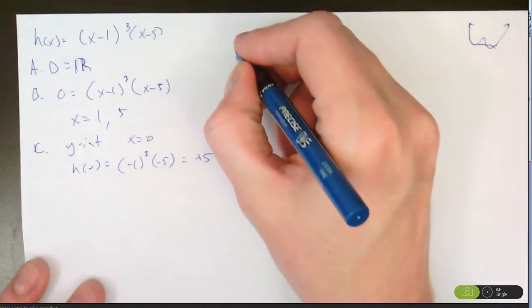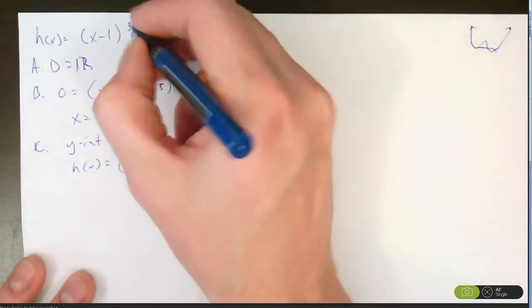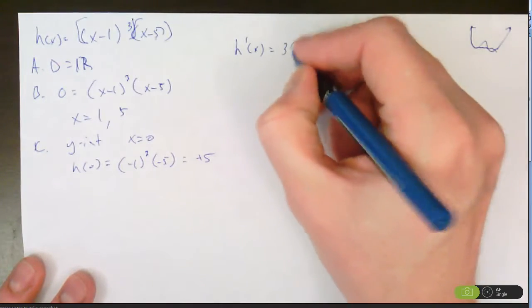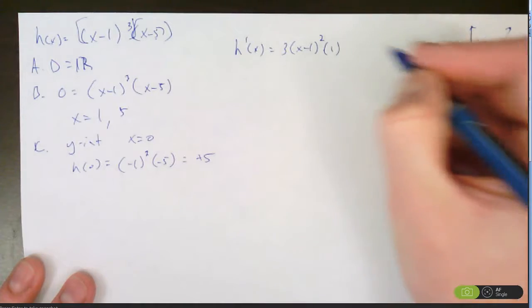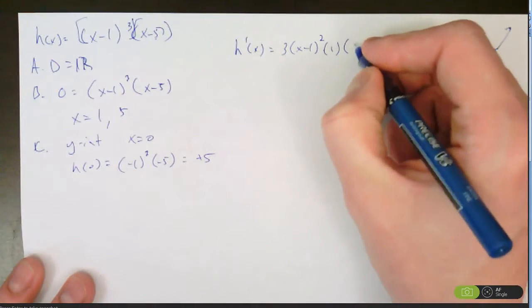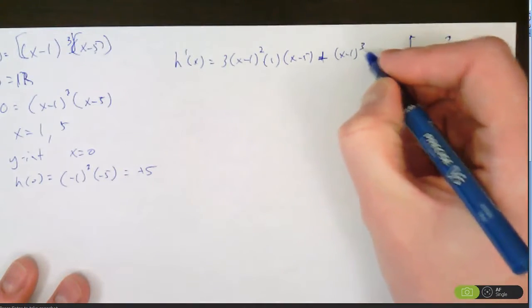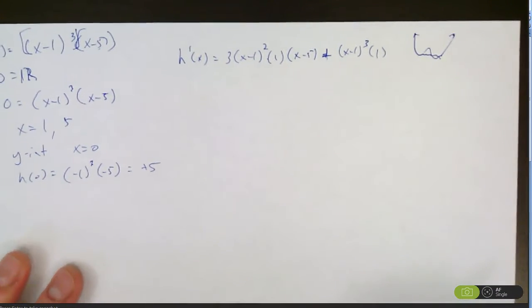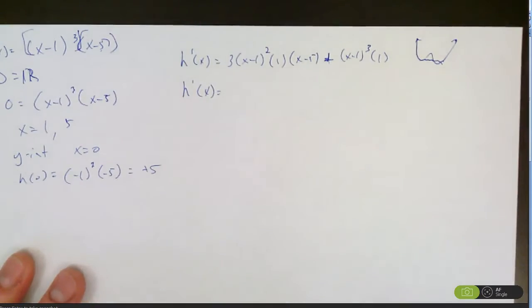So when I do h prime of x, I'm going to do the product rule. I treat this as the first group and this as the second group. Bring the 3 to the front, leave the inside alone, subtract 1 from the power, and then multiply by the derivative of the inside, which is simply 1. Leave the outside, and then leave the other one alone. Then add the other part. We'll leave the x minus 1 cubed alone, and then take the derivative of the other one, which is simply 1.